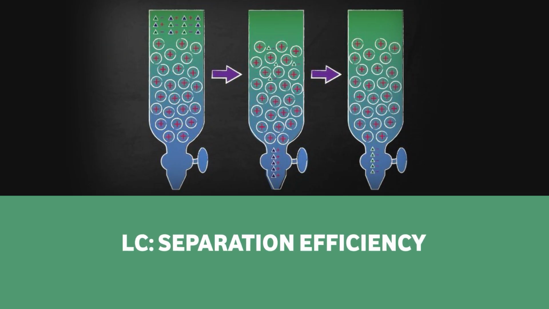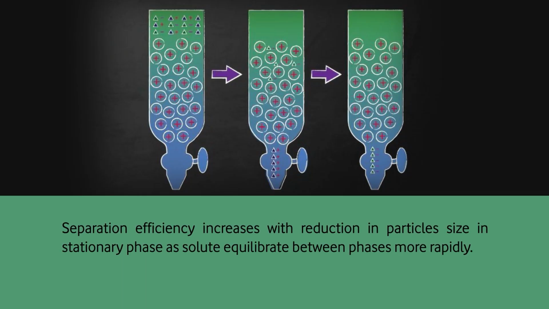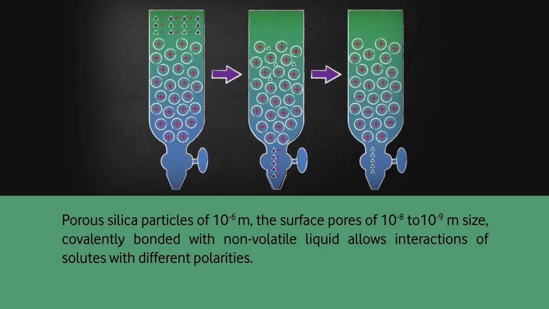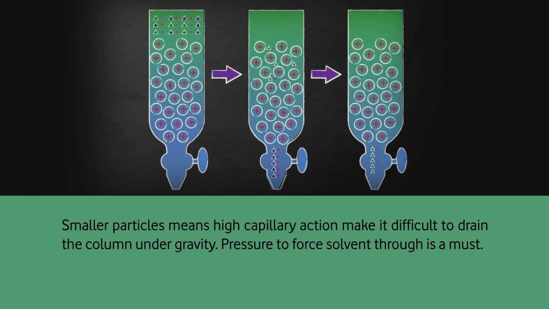What is the separation efficiency? We should talk about it. It increases with reduction of particle size in the stationary phase. In the liquid chromatograph, remember, the particle size of the stationary phase plays a very big role. For example, porous silica particle size is 10 raised to the power minus 6 meter. The surface pores are of the size of 10 raised to the power minus 8 to 10 raised to the power minus 9, nanometer scale. They are covalently bonded. So small particles means high capillary action.